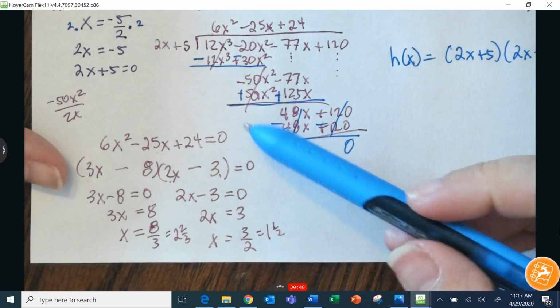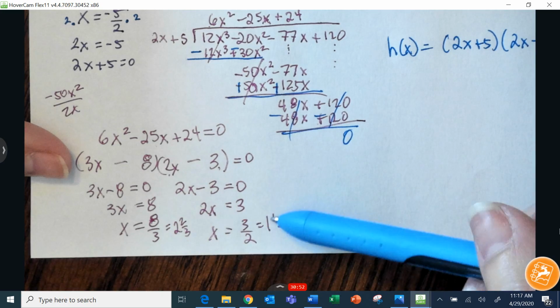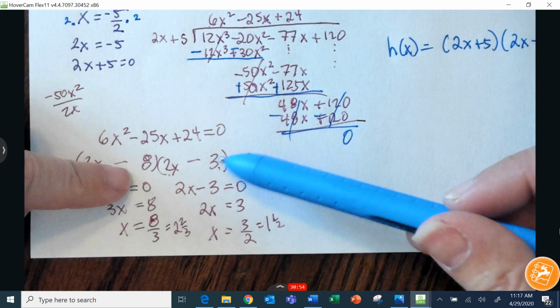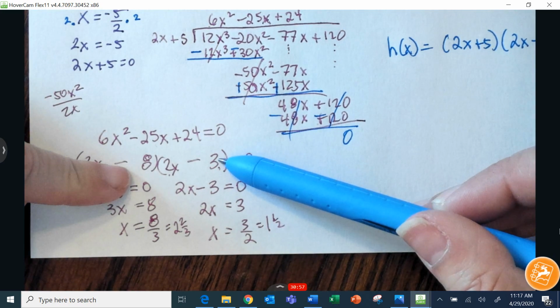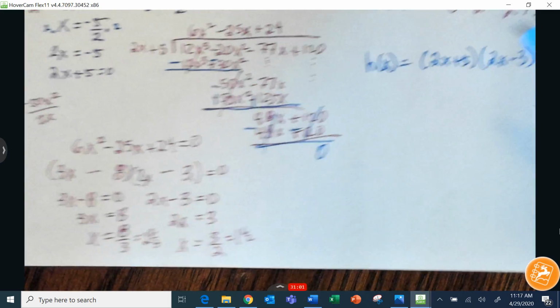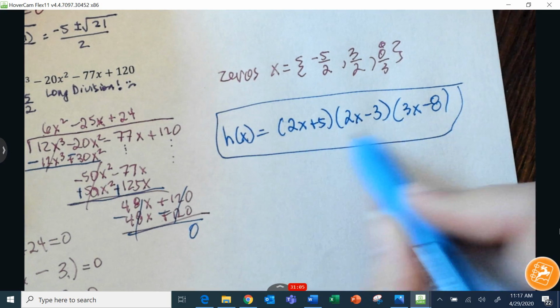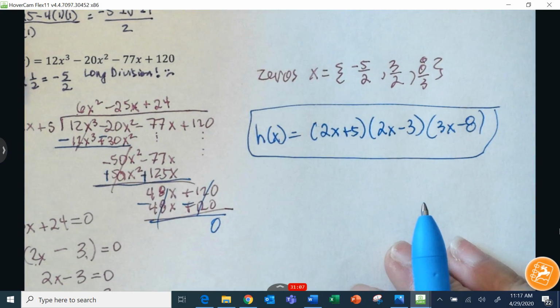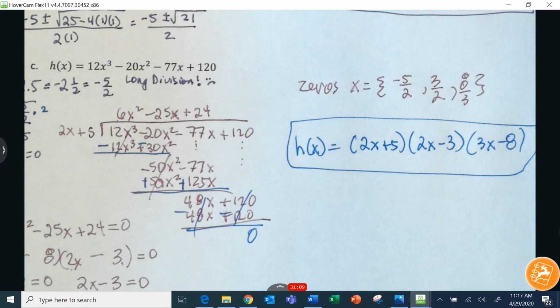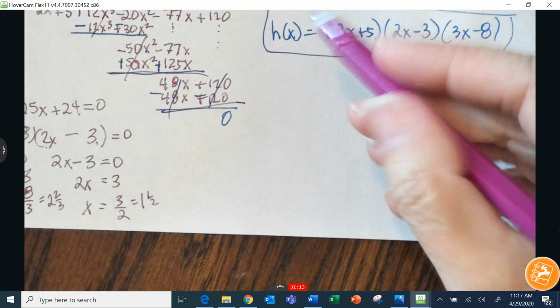Now, if you chose to do quadratic formula instead, you would just get the zeros, and then you'd have to go backwards to get the factors, which I showed you in the very first question, question A. So this would be the factored form. And again, you could type this into your calculator, make sure that they overlap completely to make sure that you've done it right.